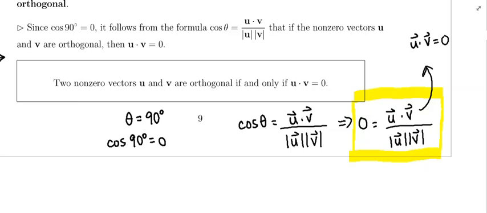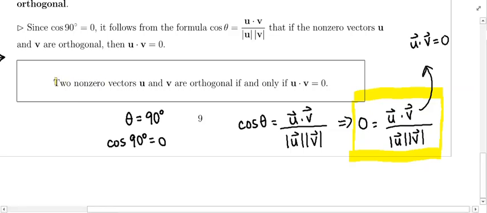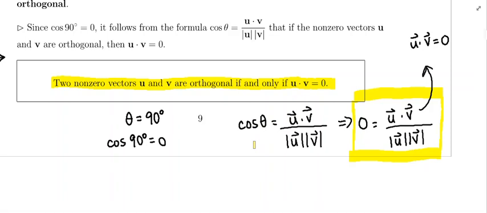This is an important idea, and it's summarized in the box. Two non-zero vectors u and v are orthogonal or perpendicular if and only if their dot product is 0. If the dot product is 0, that means the right side of this formula is 0. The cosine of what angle is 0? Well, 90 degrees. So keep that in mind. If you do the dot product of two vectors, you don't even have to draw it out. If you get 0, boom, you know they're perpendicular.